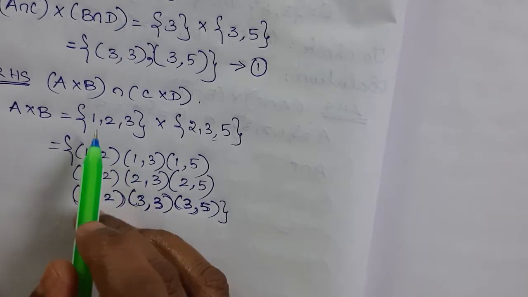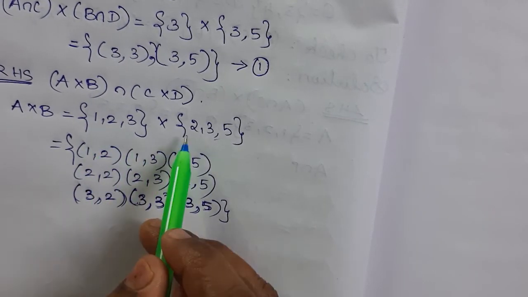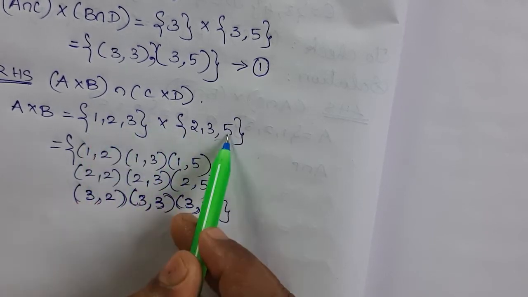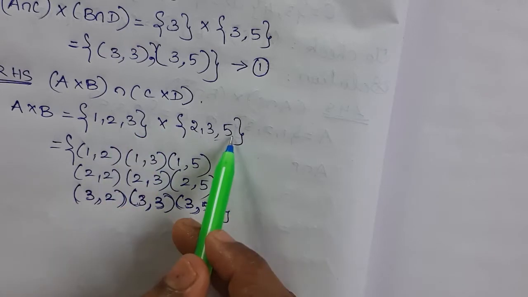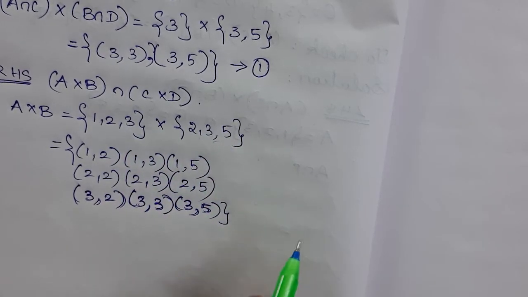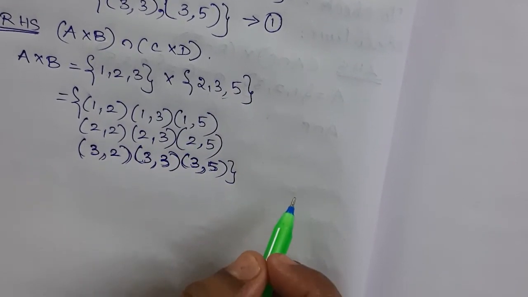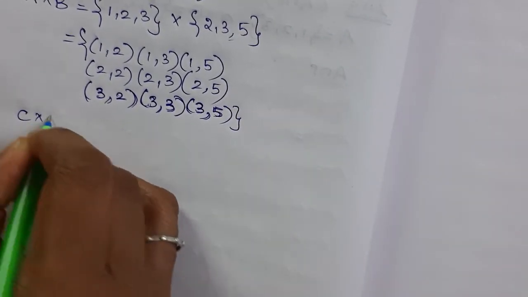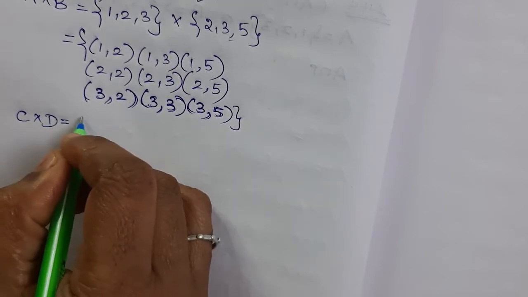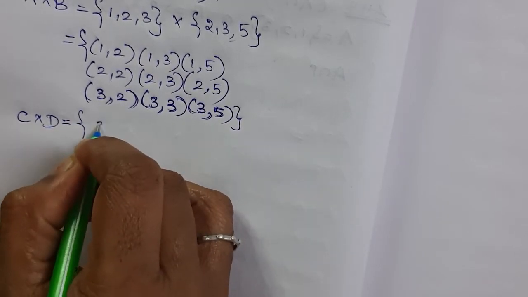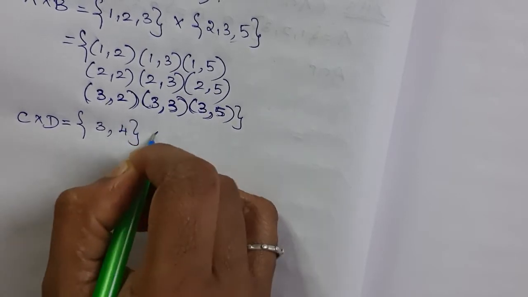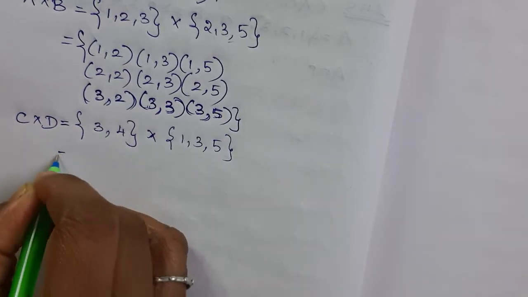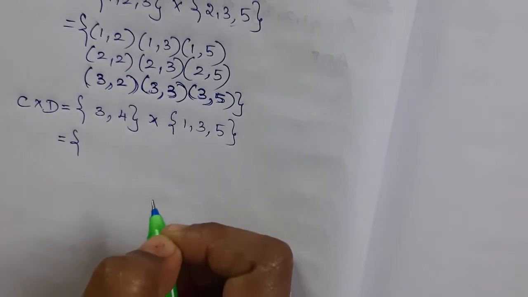And that's all. There are 3 elements in set A and set B. So when you pair (1, 2), (1, 3), (1, 5), (2, 2), (2, 3), (2, 5), (3, 2), (3, 3), (3, 5). We have listed out all the possible ordered pairs. Next, we are supposed to find C cross D. The elements of set C is {3, 4}. Cross D is {1, 3, 5}. Now we have to write the set of all ordered pairs.